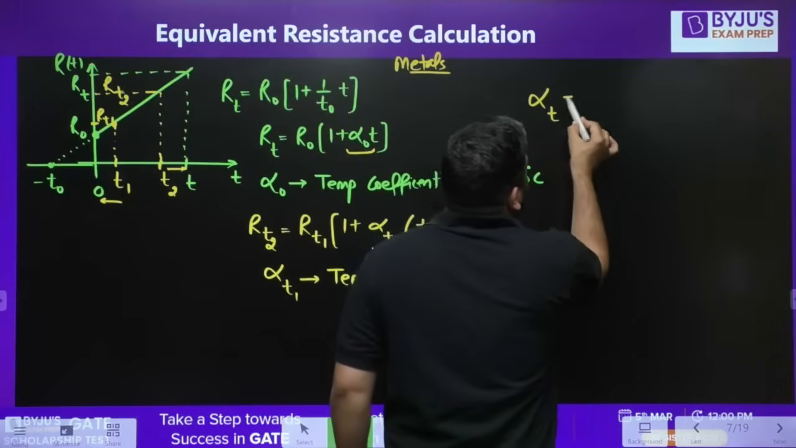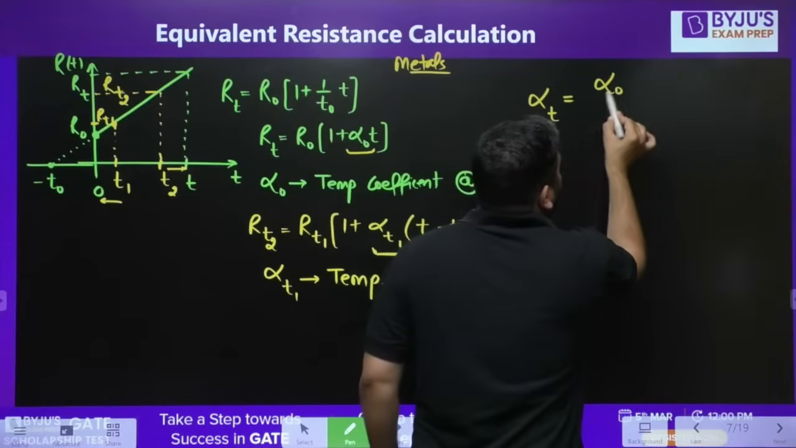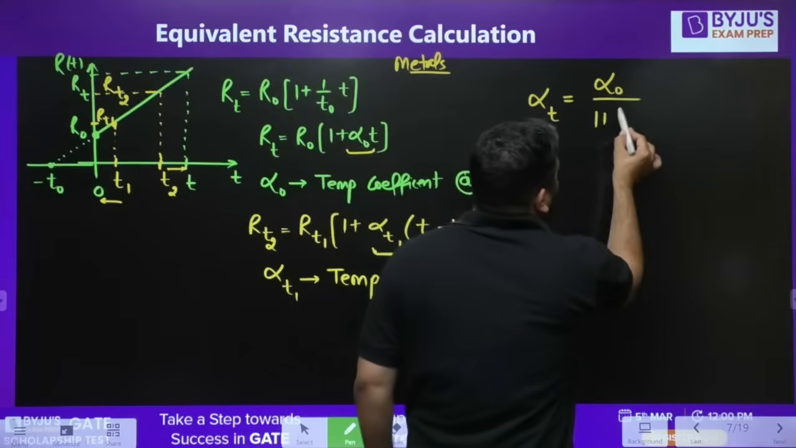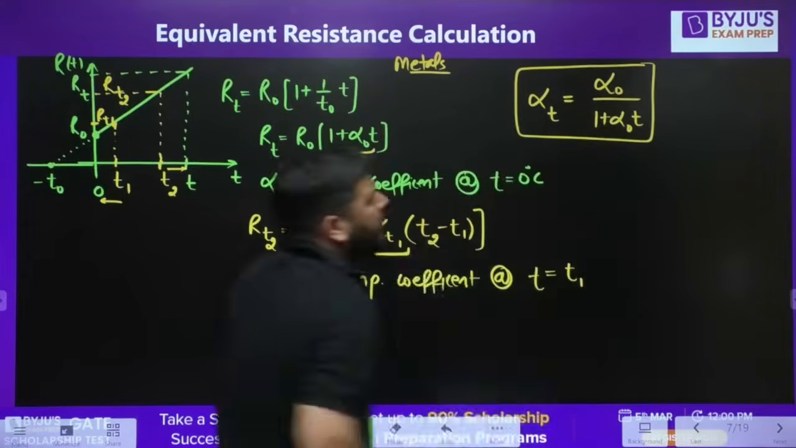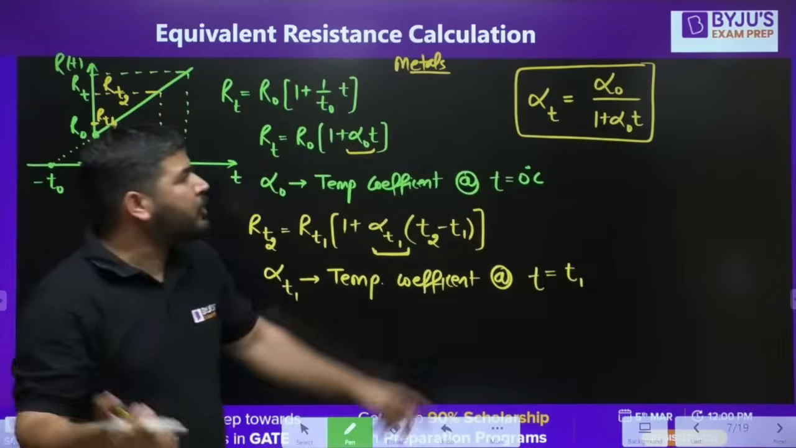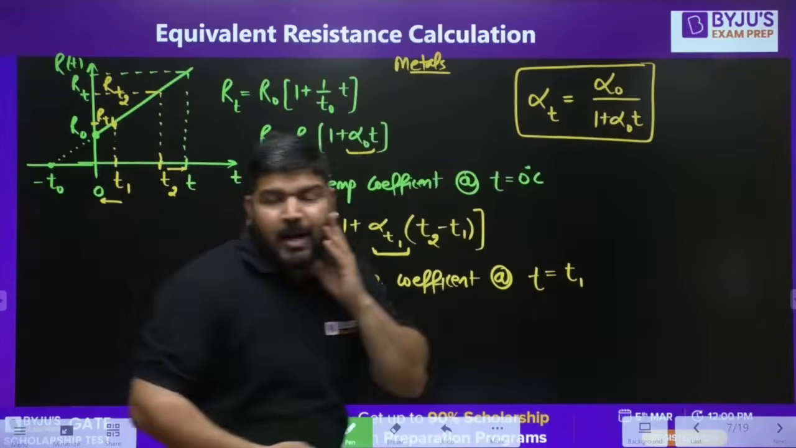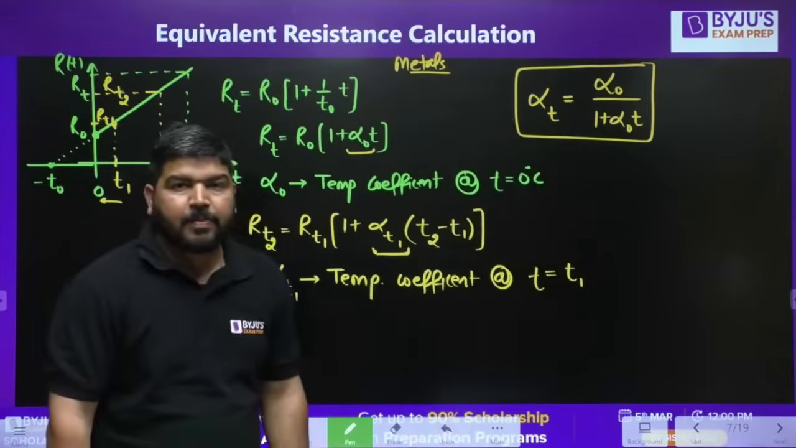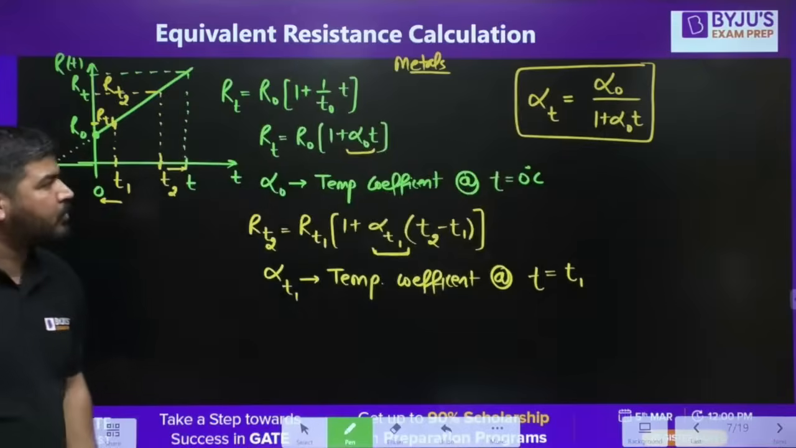Alpha at some temperature T will be equal to alpha naught divided by 1 plus alpha naught into T. This is the relation. It means if you know the temperature coefficient at T equal to 0, then to find the temperature coefficient at any different temperature, you can find it from this relation. From this relation you can find the temperature coefficient at any different temperature, friends.